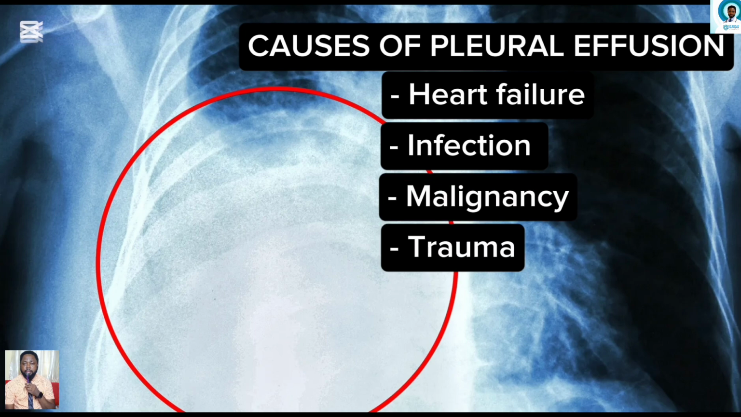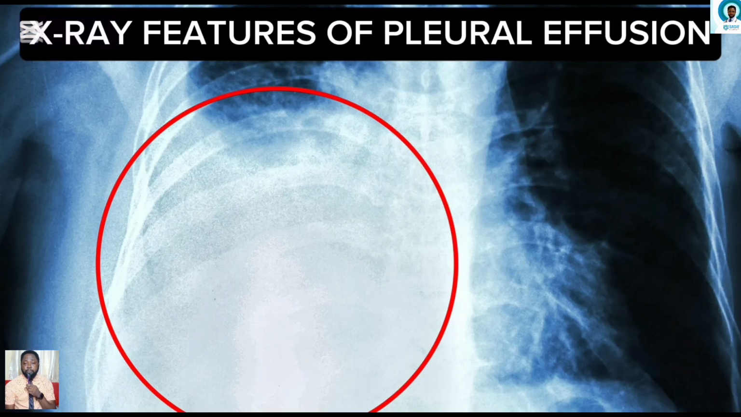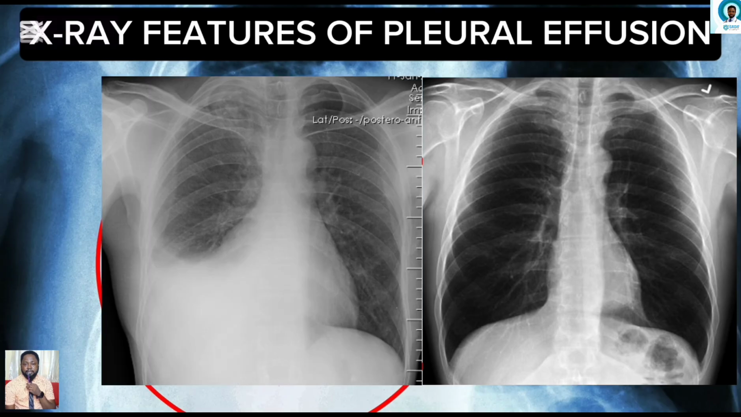Now, without wasting much time, what are the X-ray features of pleural effusion? We'll begin by comparing a chest X-ray with normal findings with another one with features of pleural effusion. The image on the right side of the screen is an X-ray with normal findings, while the image on the left side is an X-ray image with features of right-sided pleural effusion.